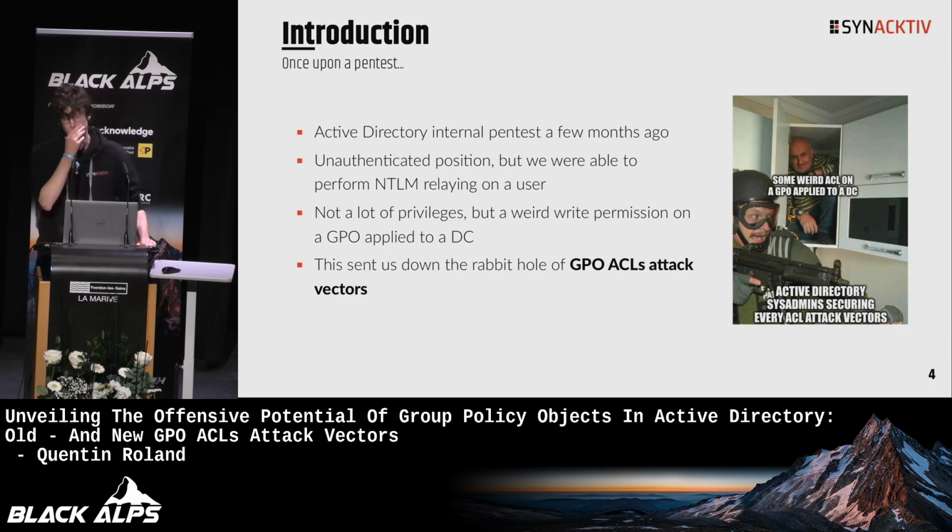Some introduction. A few months ago, we were performing some internal tests on an Active Directory environment, and we were in an unauthenticated position, and frankly, we did not have much to go on. The domain was reasonably well hardened. We didn't have any quick wins. But we were able to perform some NTLM relaying attacks, and we were able to relay a user that didn't have many privileges, but did have a weird permission on a GPO that was applied to a domain controller. And so this sent us down the rabbit hole of GPO ACLs and attack vectors, that we will explore together.